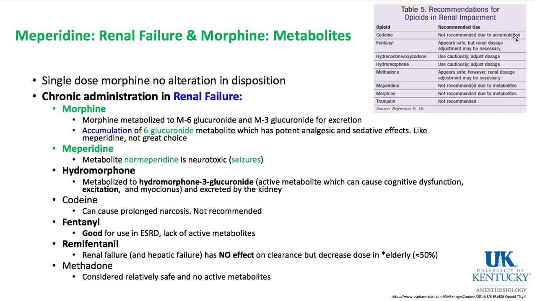So up at the top right are some recommendations for opioids in renal failure. Again, codeine not recommended, morphine is not recommended, and meperidine is not recommended due to the metabolites.